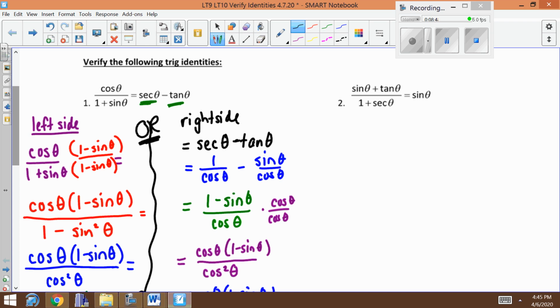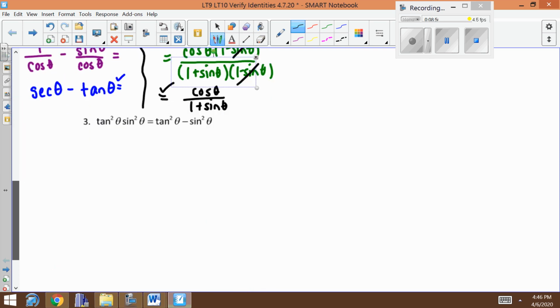There is one way that's a little bit longer. There's one way that's a little bit shorter. I'm not going to tell you which is which. Just kind of play with it. It's kind of like a puzzle. Number 3, again, same idea. You could tackle from one side or the other.